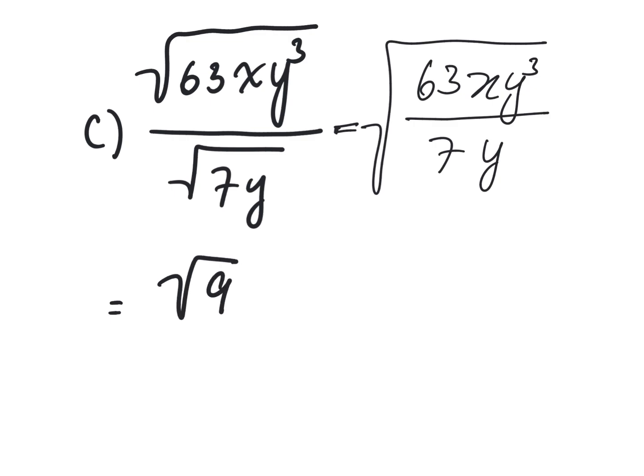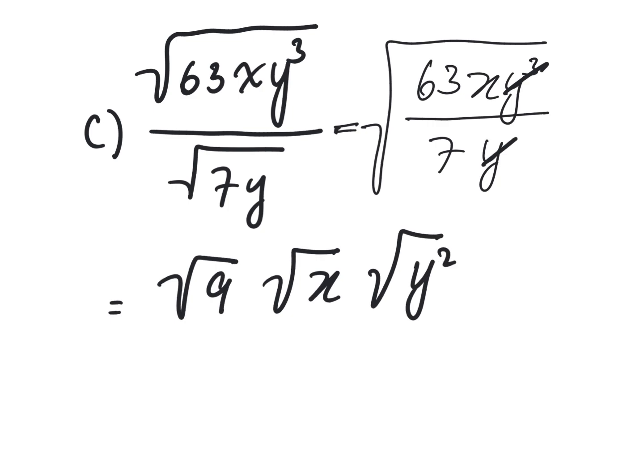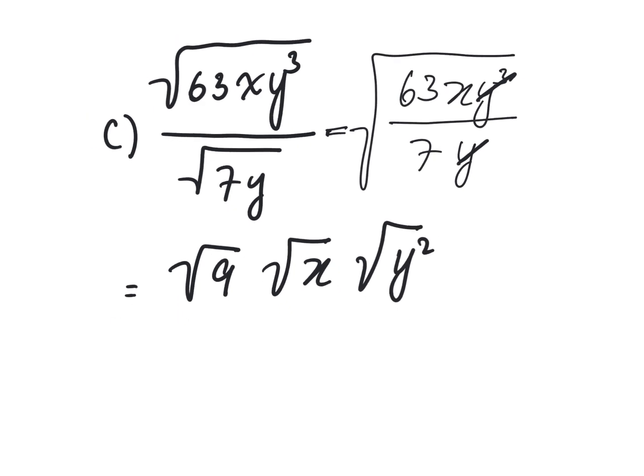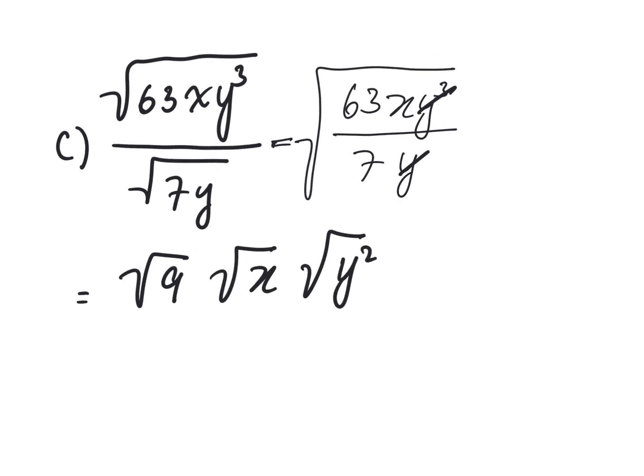63 divided by 7 is going to give you 9. Okay, what about this one? xy, we're going to leave that in there. So here is going to give you x, and this is going to be simplified as the square root of y squared only. Okay, how did I get that?